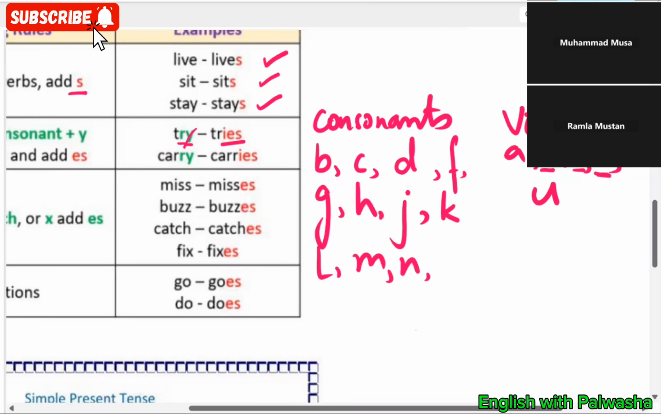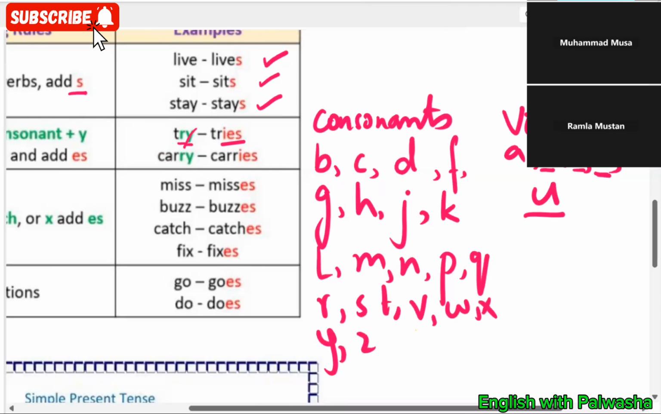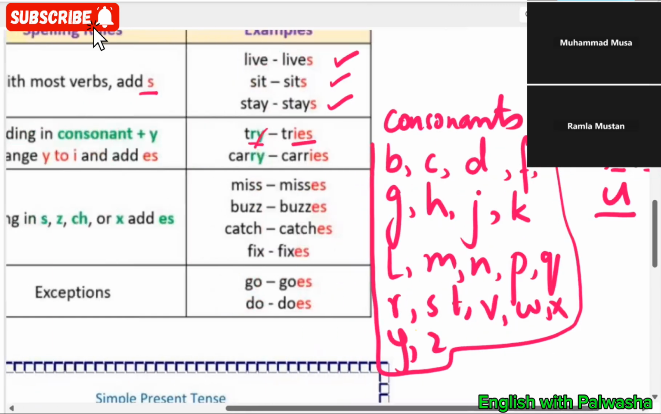K, L, M, N. O will be a vowel. P, Q, R, S, T, but U will be a vowel. V, W, X, Y, and Z. These are all known as consonants because these are not the vowels. We have extracted the vowels.